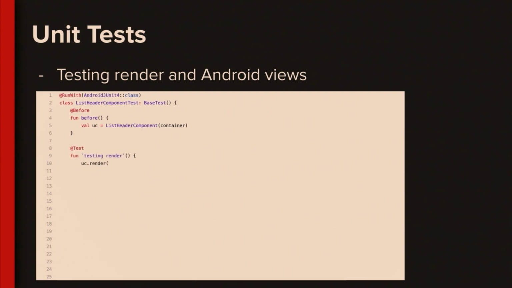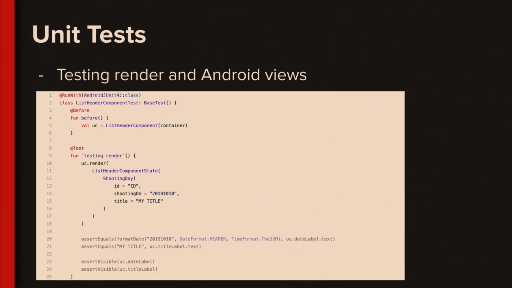We are going to call UC, which is our component, .render, and we are going to make up a state here on the fly. We could use mock libraries, or we could just instantiate the data class here. We can do as many different states as we want. And then we assert what happens with the Android views inside the components. Here we check if that shooting on date was set in the right Android view, if my title was set in the right Android view, and we assert for visibility. And this pretty much covers 100% of the code that we have in that component.